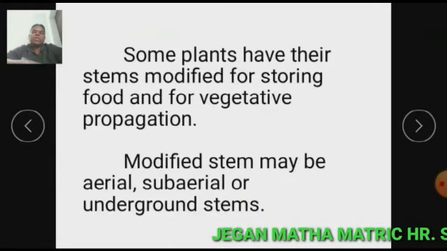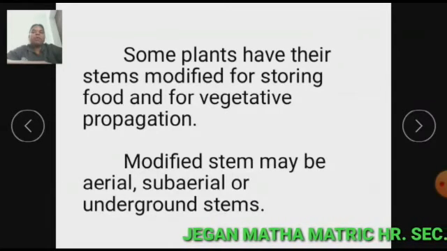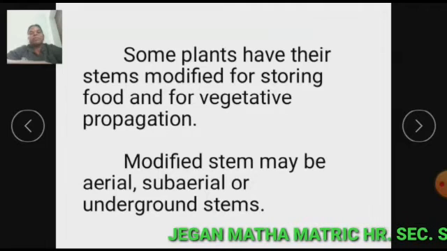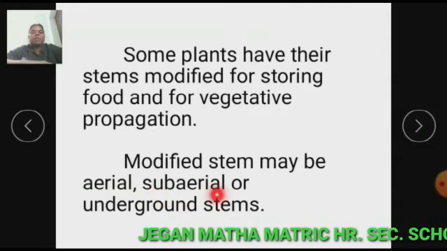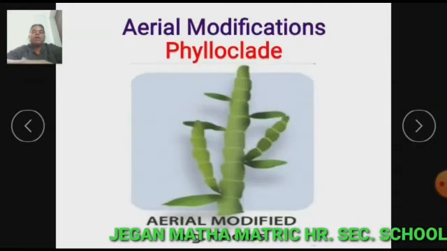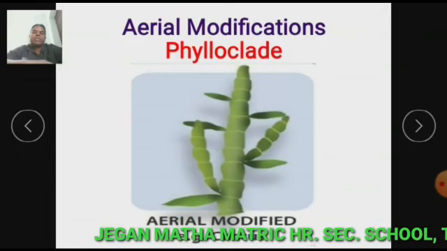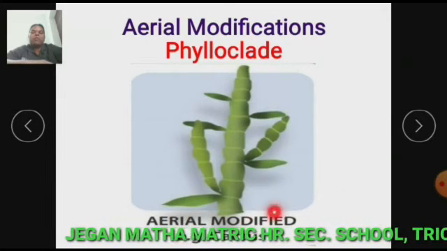Some plants have their stems modified for storing food and for vegetative propagation. Modified stems may be aerial, subaerial or underground stems. Aerial modifications. Cactus is the best example for aerial modified stem.